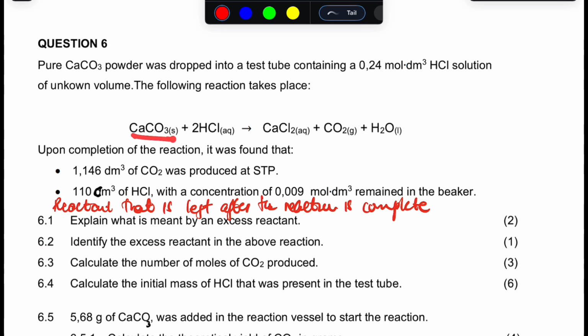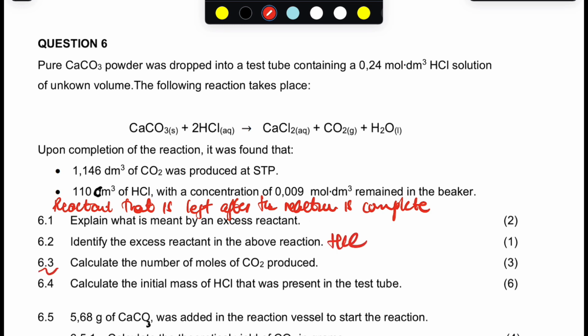Guys, since this one is pure calcium carbonate, it's going to be used up completely, it's going to react completely, and this one is going to be the limiting reagent. So the excess here is what? It's the HCl. So the answer is the HCl.